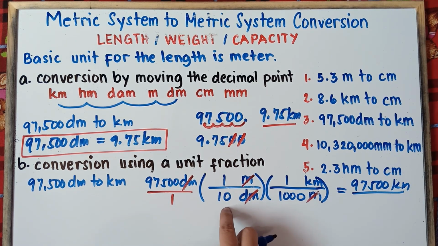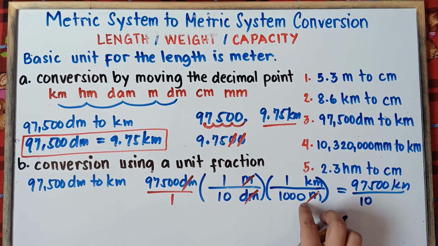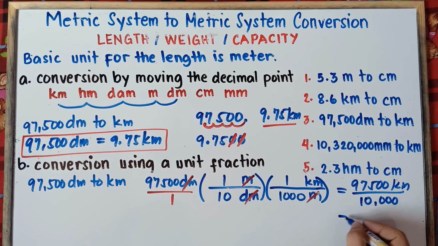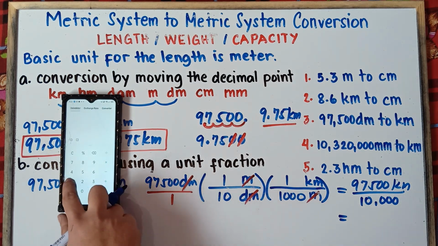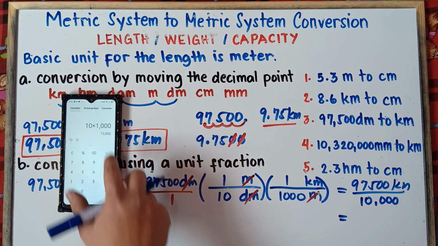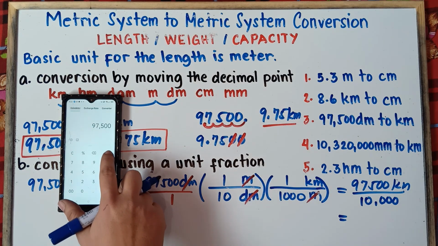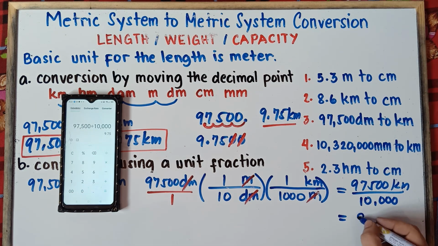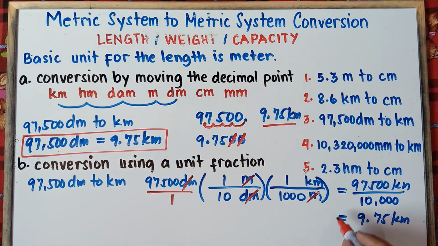Divide by 10 times 1,000, that would be 10,000. Simply add the three 0s from 1,000. You can use your calculator, class. Then 97,500 divided by 10,000, you will have 9.75. Do not forget the units, kilometers. That's it, class. All set.